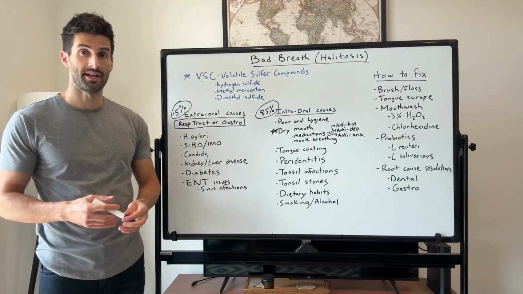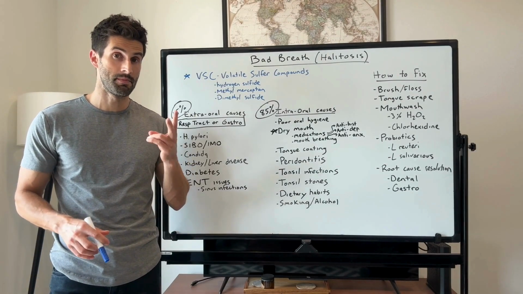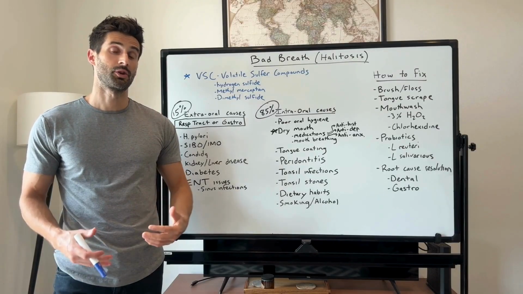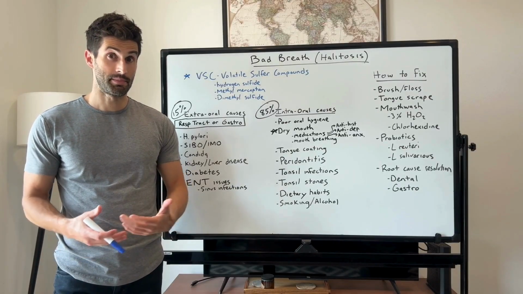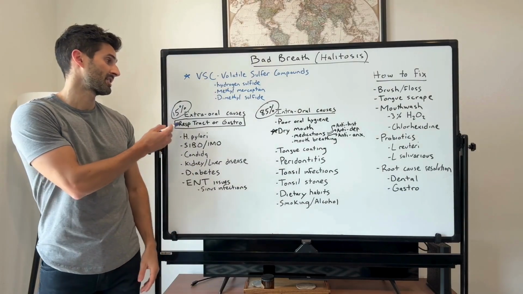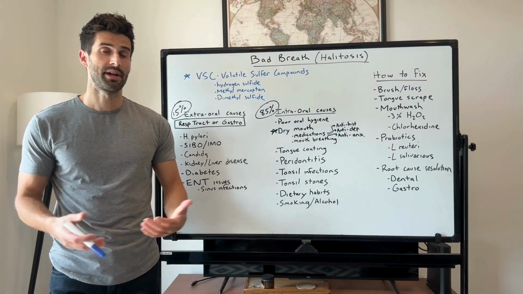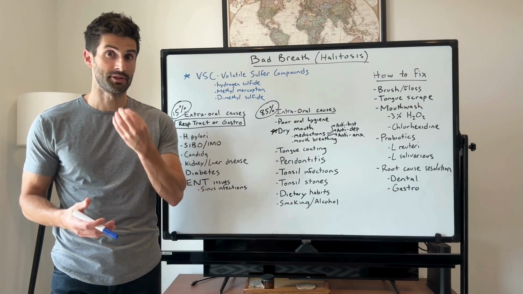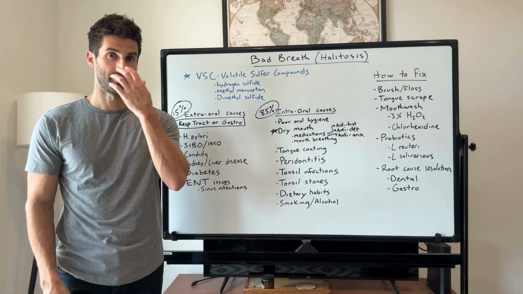Next thing you should know is that you can get bad breath from two main different causes. One is called intraoral causes. This basically means that the bad breath is originating from the inside of your mouth. And then the second one is extraoral causes, meaning that the bad breath is originating from somewhere that's not your mouth. So this might be your GI tract or your sinuses.